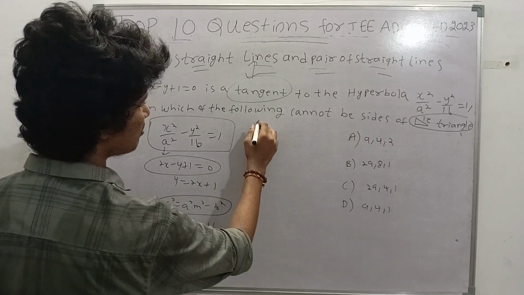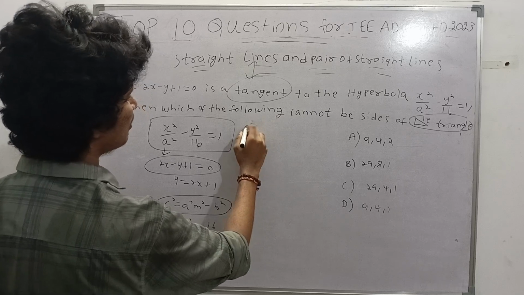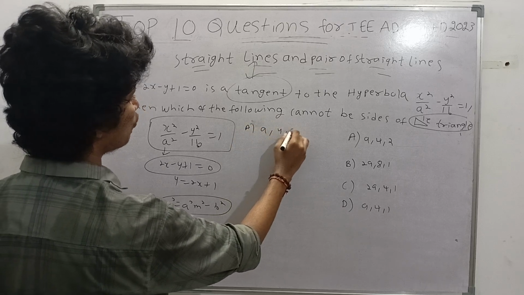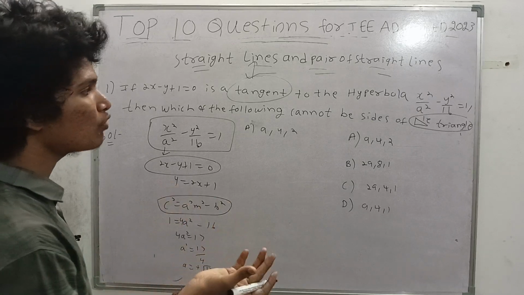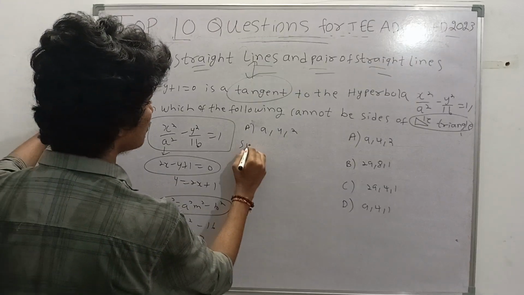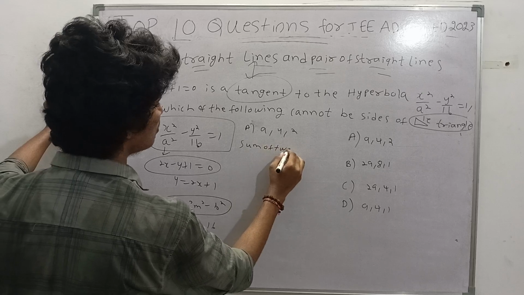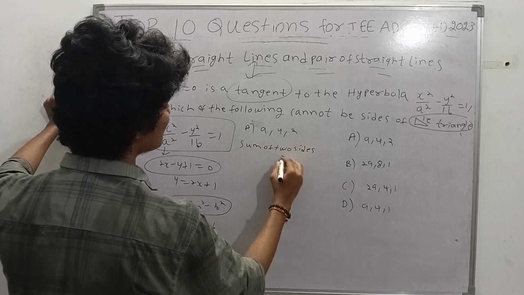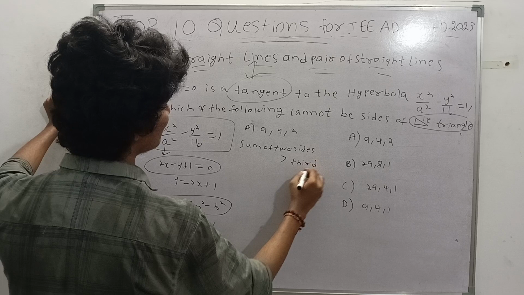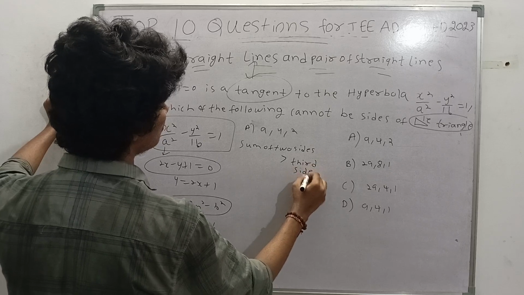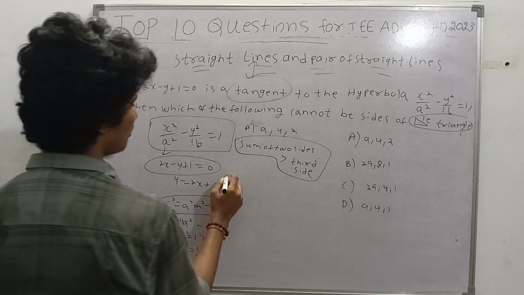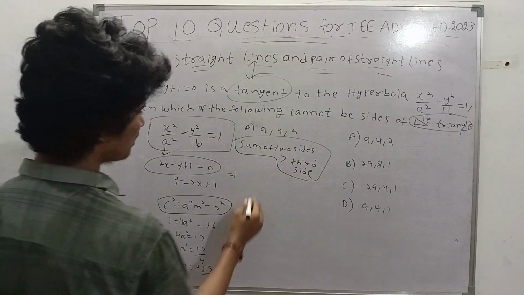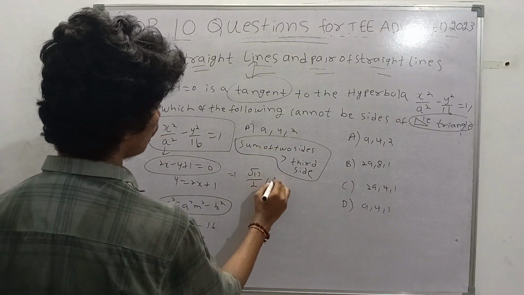Now the first option I am checking: a comma 4 comma 2, whether it gives a triangle or not. It gives a triangle when the sum of two sides is greater than the third side. This is the main triangle condition. It is very important. This is the main condition for a triangle to be a triangle. What is a they gave? Root 17 by 2, 4, 2.